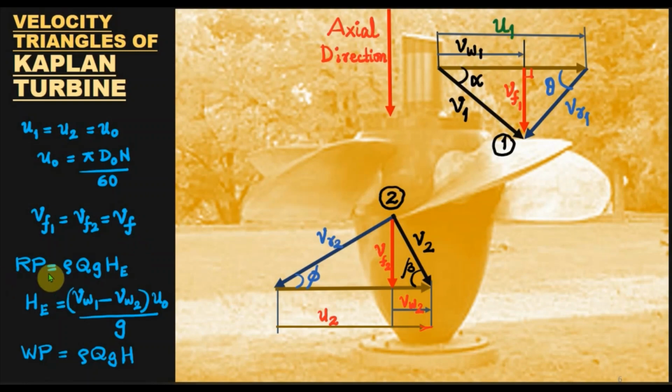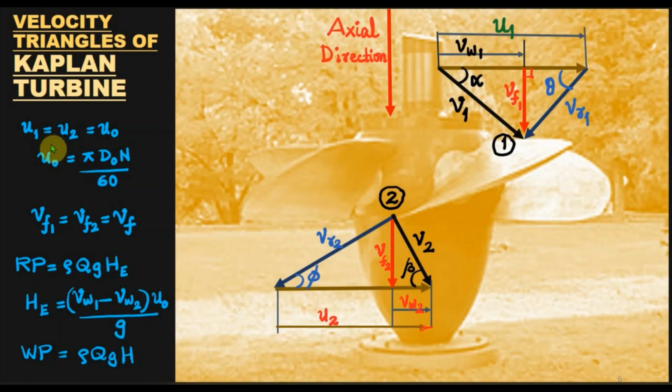And what is runner power? Runner power for any turbine is rho Q g into He. He is the Euler head or runner head, that is, head impressed by water on the runner while flowing over the runner vanes. And He for any turbine is given by (Vw1 U1 minus Vw2 U2) divided by g.